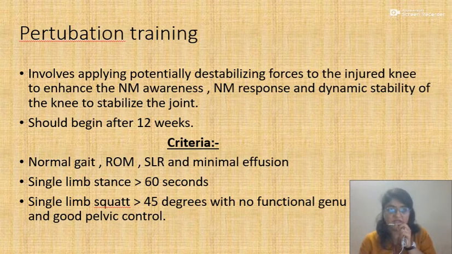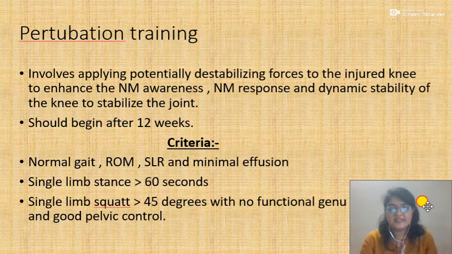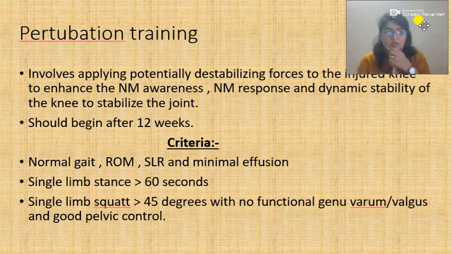Next is single limb squat should be more than 45 degrees with no functional genu varus or valgum, and there has to be good pelvic control while doing single limb squatting. The patient should not lose the balance, the patient should not drop the pelvis on one side. And the patient should not go into genu varum or valgus while standing on single limb or while doing the squatting on single limb, and it should be more than 45 degrees. So these are the criteria. If these criteria are fulfilled, then only we can go for perturbation training.